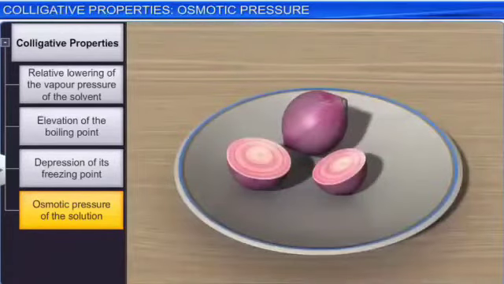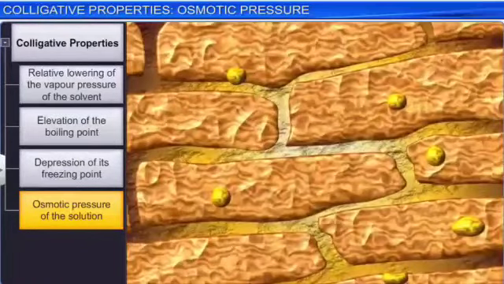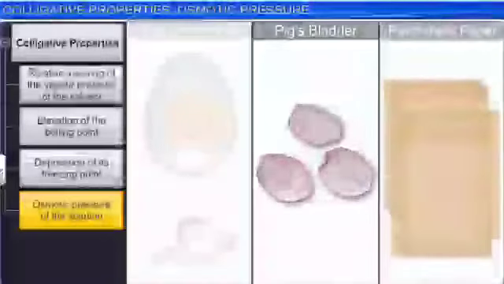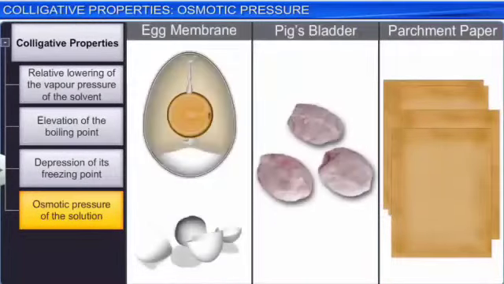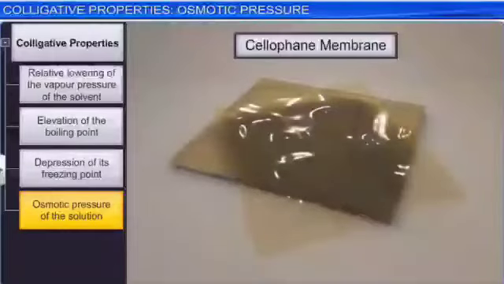Vegetable membranes, which are found just under the outer skin, like in the onion, membranes found under the shell of an egg, a pig's bladder, or parchment are examples of natural membranes, while cellophane is an example of synthetic membrane.